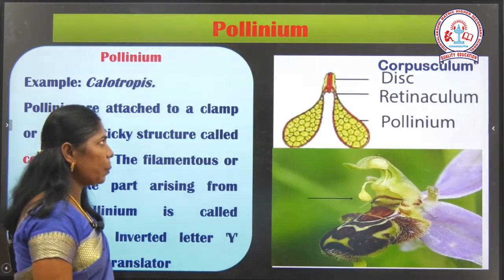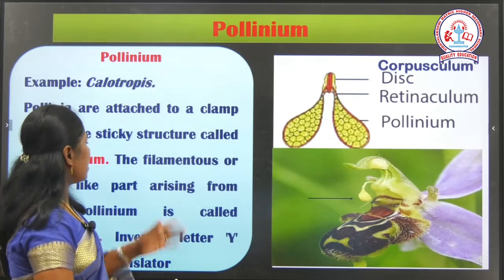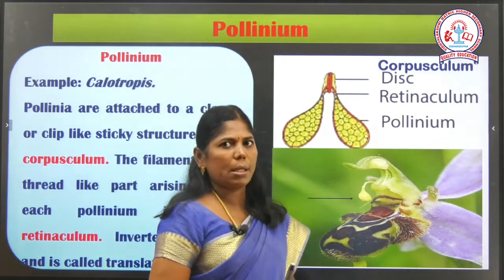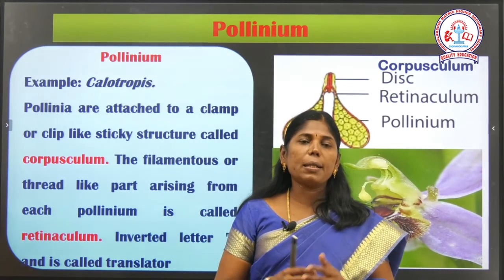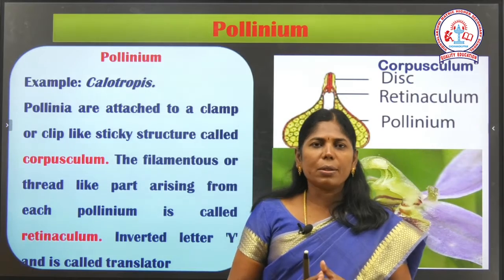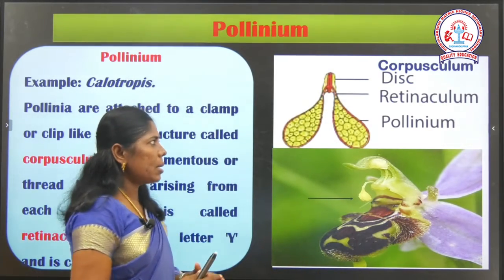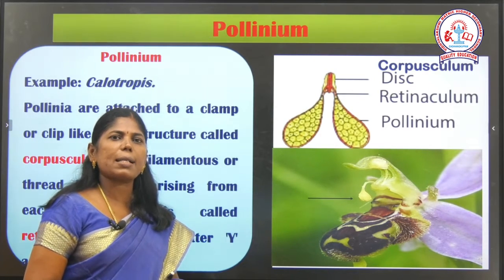So what is the pollinium? The pollinium is a very important 2-mark question. We can see it in Calotropis. The pollinium consists of 3 important parts: one is the corpusculum, another is the retinaculum, and next the pollinia are present. This type of arrangement is known as a translator. It is arranged as an inverted letter Y, so that is known as a translator.